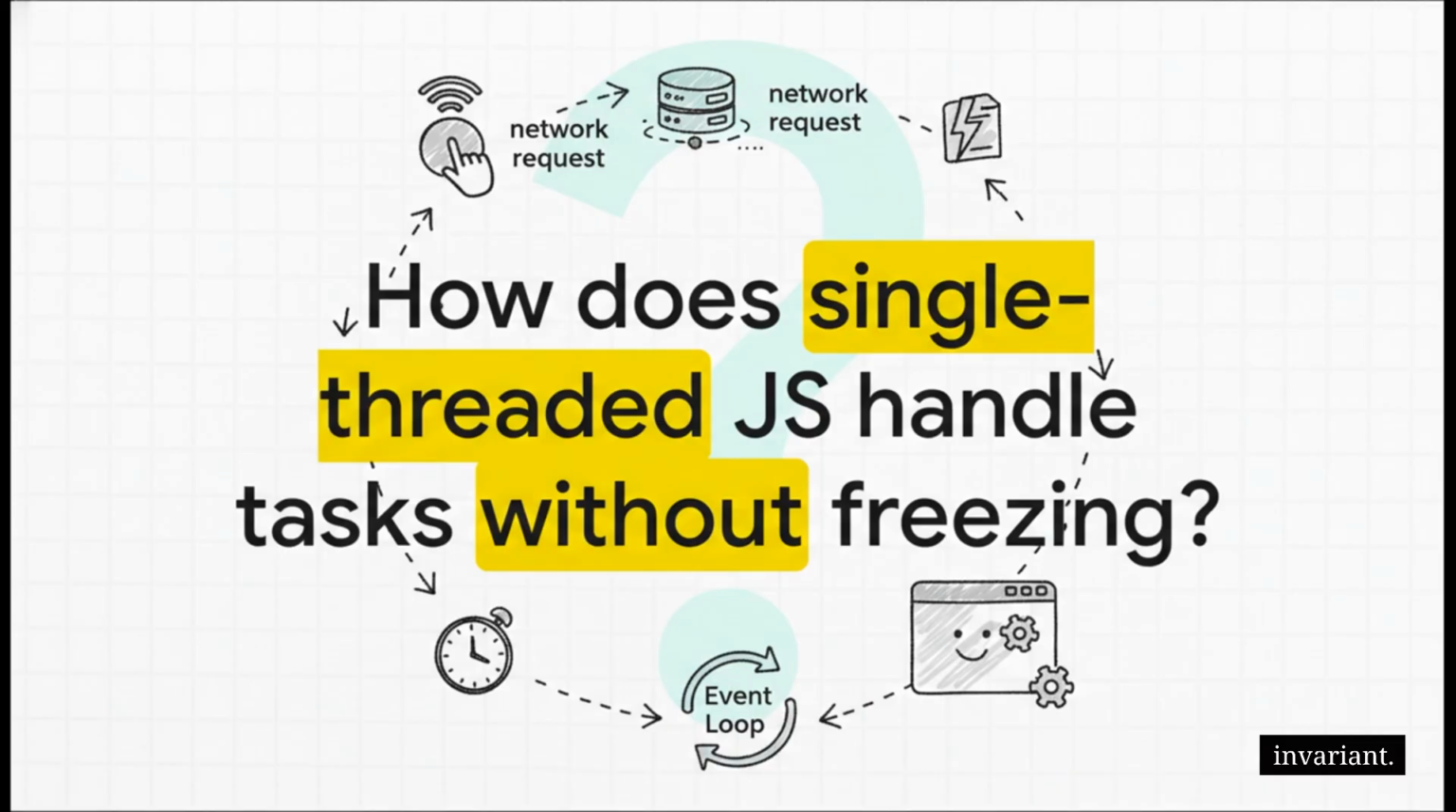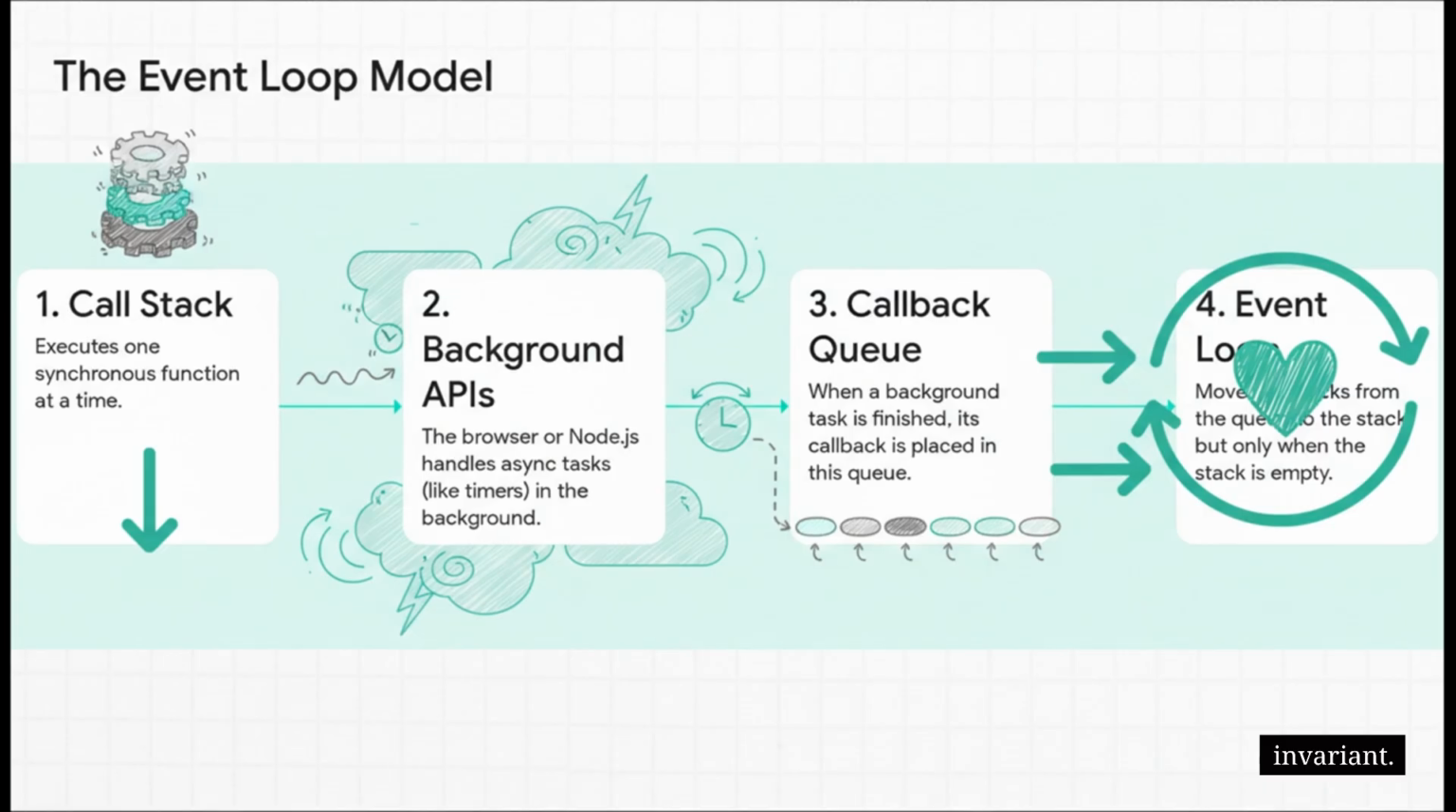If you click a button that needs to make a network request, you don't want the entire user interface to just lock up and become totally unresponsive while it waits for a response. The event loop is the clever mechanism that allows single-threaded JavaScript to be non-blocking. So here's the model in action.